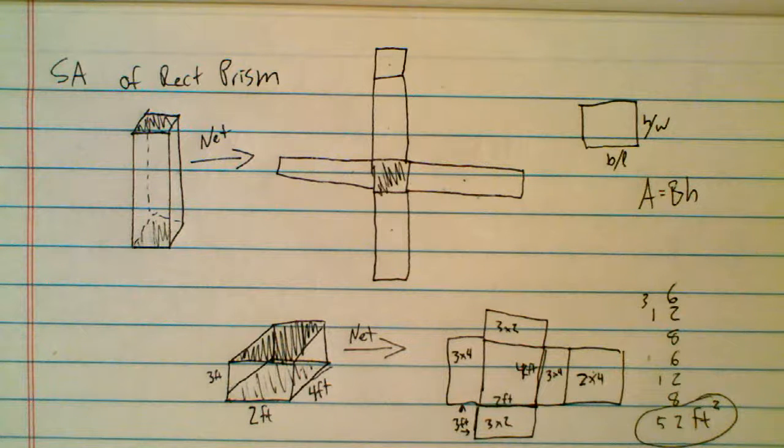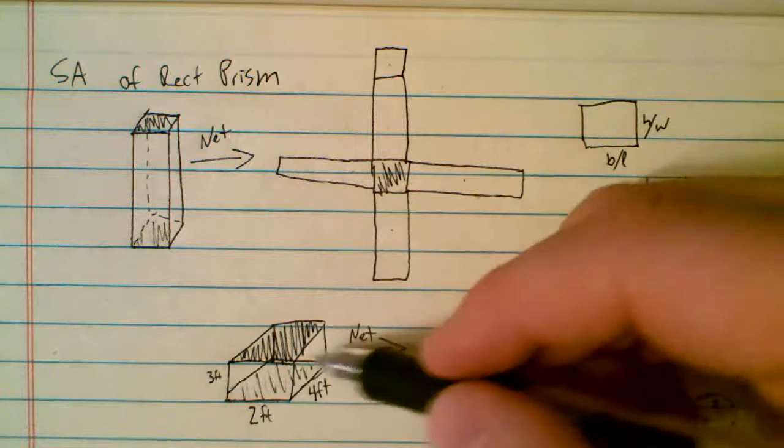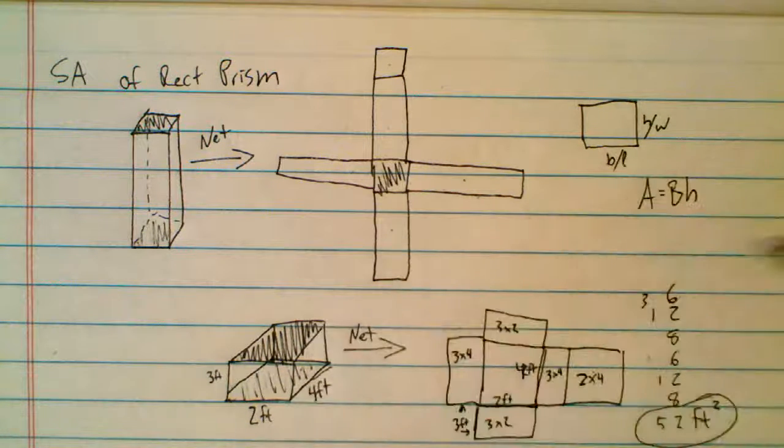So that's how you find the area of a rectangular prism. The surface area, I should say. Surface area is the surface area of all the outside walls. Basically, this allows you to figure out how much wallpaper you'll need to put up in a room, or if you're wrapping a box for Christmas and you need to get wrapping paper for it.